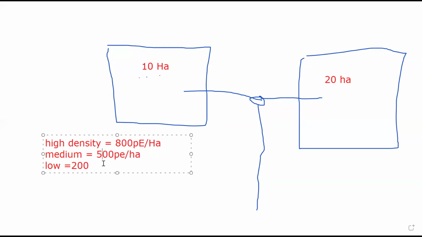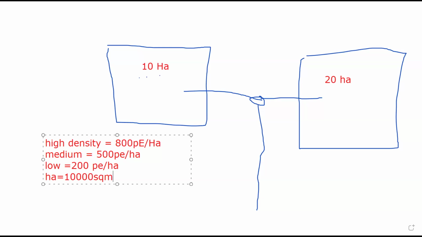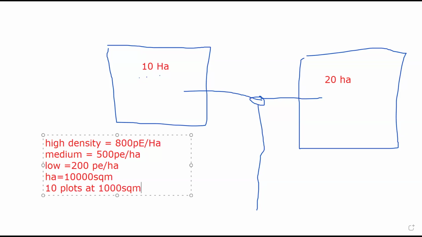Gentlemen, we're all engineers. If they say 200 PE per hectare, now I'm digressing just to make it make sense. All of us know that 1 hectare is equal to 10,000 square meters. This is not part of what I'm teaching you. I just want to digress so everybody will be on the same page. 10,000 square meters means this is 10 plots at 1,000 square meters per plot. So if you are buying 1 hectare in Abuja and they ask how many plots of 1,000, it's 10 plots. If it's 500 square meters, 50 plots.